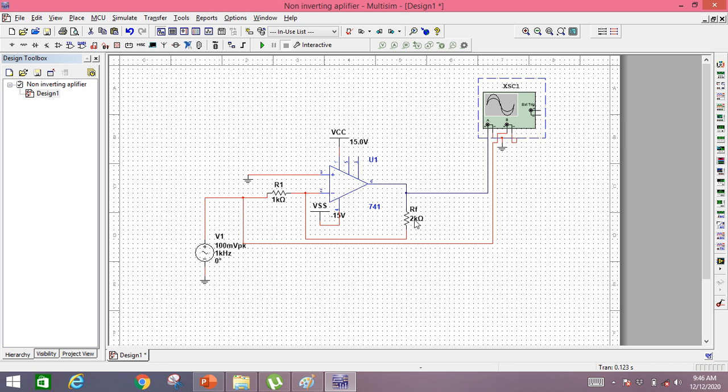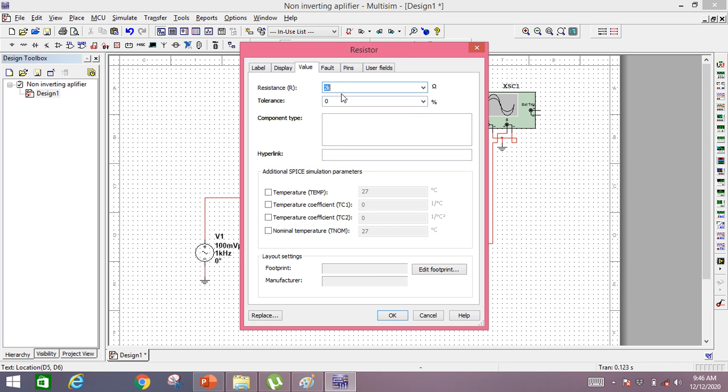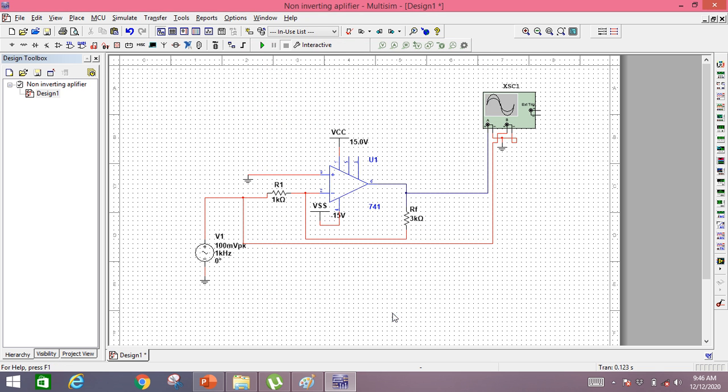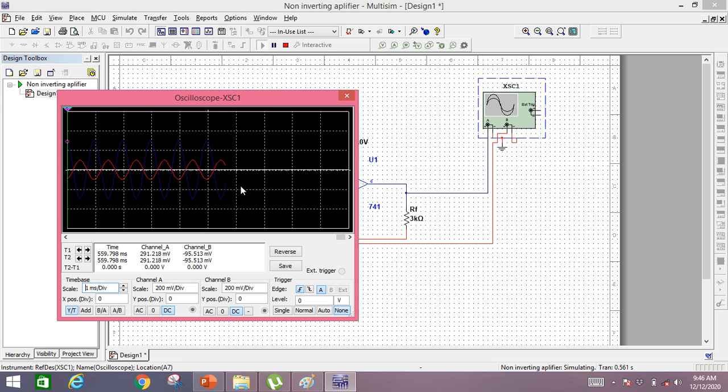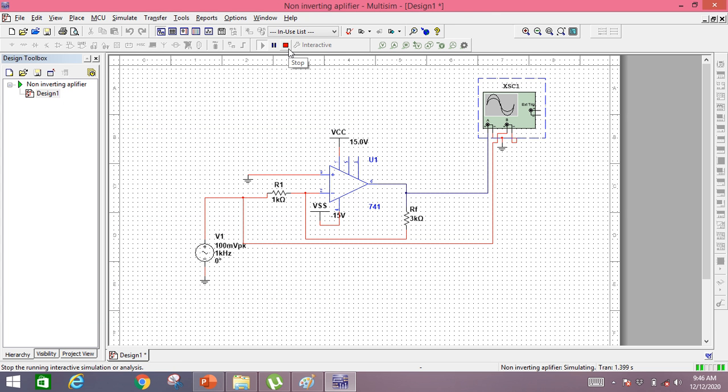Let's make RF 3 kilo ohm. Now the output voltage will be 3 times the input voltage. The output voltage is actually 3 times the input voltage. Now let me clear one thing.